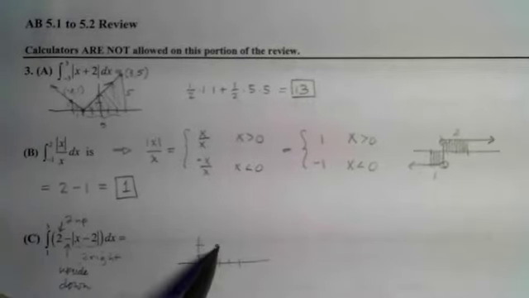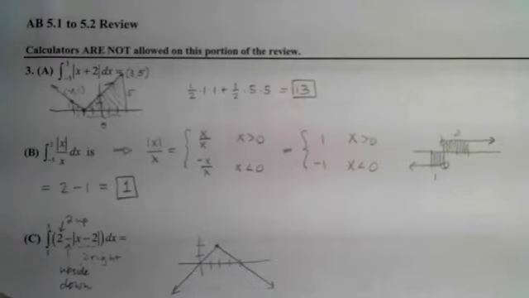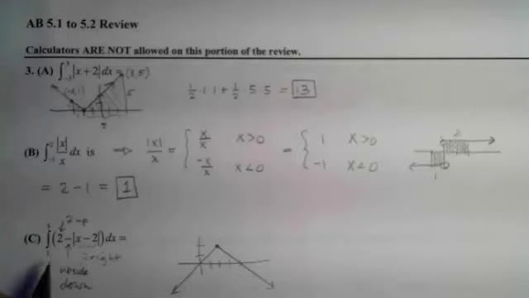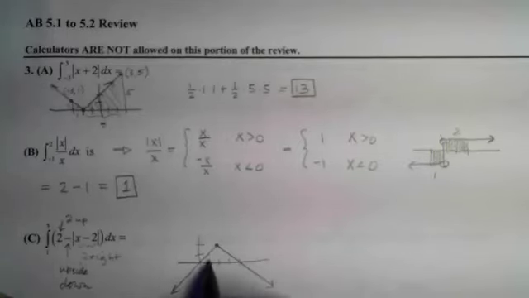And if you can't remember how to do this, you can always just do a t-chart, and keep in mind that your t-chart needs values to the left and the right of the number that creates a 0 inside the absolute value. So now that I'm here, I need to accumulate from 1 to 3. So that would be from here to here.